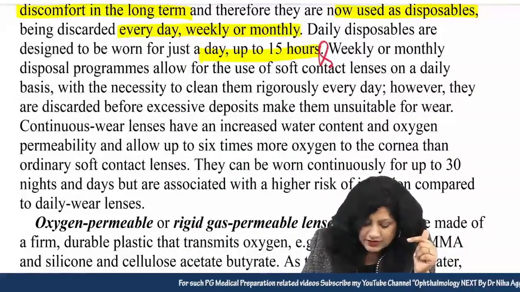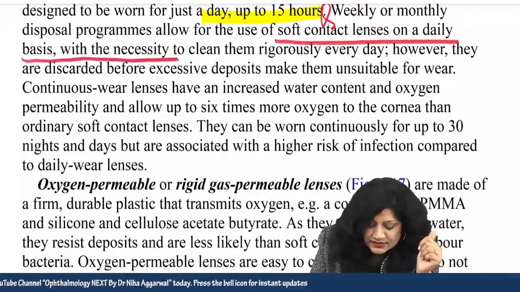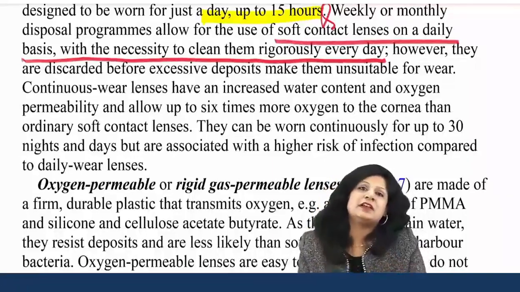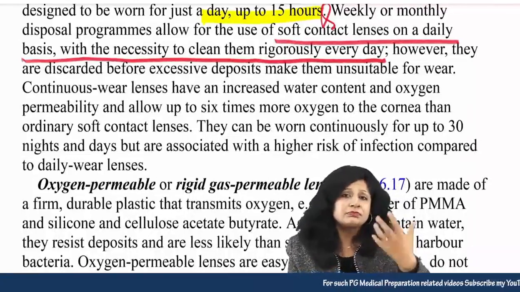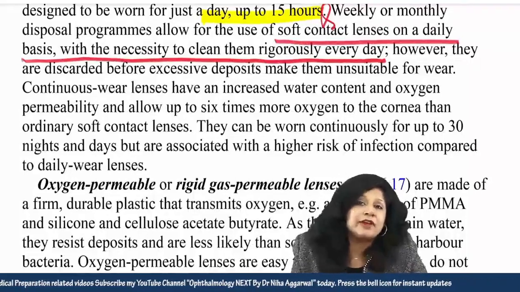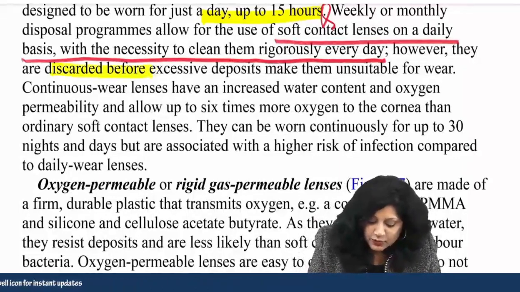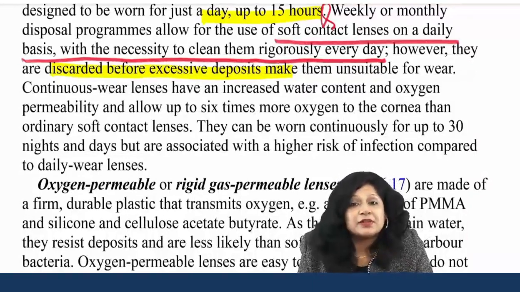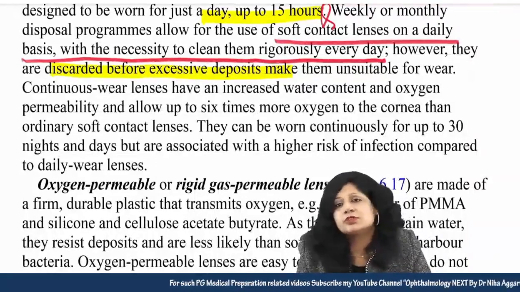Now weekly or monthly disposable programs allow for the use of soft contact lenses on a daily basis with the necessity to clean them vigorously and rigorously every day. So those who are using the weekly disposable or the monthly disposable, it does not mean that they do not have a need to clean them. So even though you are using them monthly or weekly, you have to clean them every day very, very carefully. Okay. However, they are discarded. They should be discarded before excessive deposits make them unsuitable, and you have to keep meticulous records. Even if they are monthly, but you are finding that there are a lot of deposits, you should actually discard them before that.